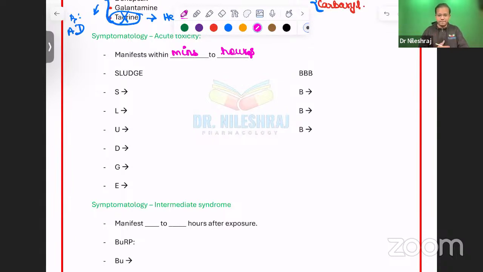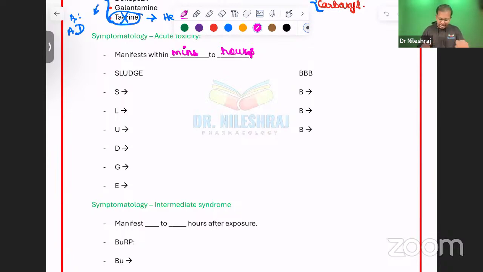These symptoms will be seen. Now, again, we have a mnemonic here. We have two mnemonics, a very old one, SLUDGE BBB or DUMBELS. Two different mnemonics are there, very famous. When I was a child, I was told that mnemonic. But let's first complete the mnemonic and we'll go back to the symptomatology.